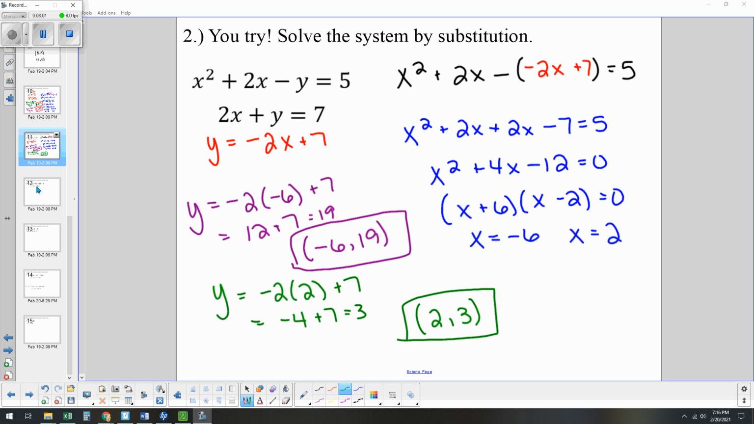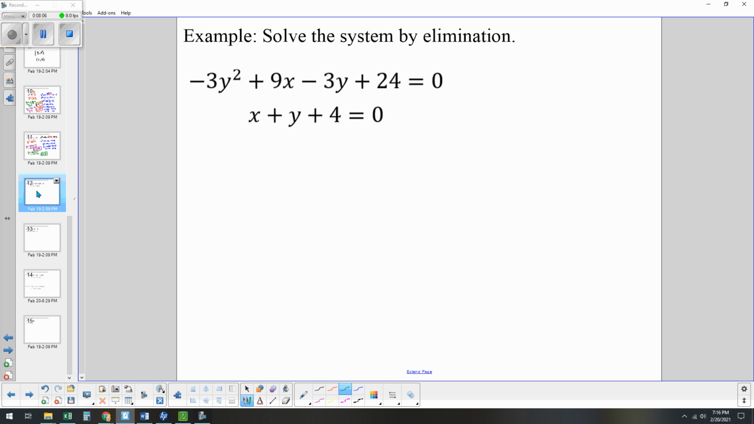So that's substitution, and then we also have elimination, and elimination is sometimes called linear combinations. Either way, we're getting rid of one variable by combining the two equations. So I'm looking for one of the variables to be the positive and negative of the same number. When I look at the equation, I have a y squared, an x, a y, and a number. So the one that's kind of the odd man out is the x value. So that's what I'm going to end up canceling out with these two equations.